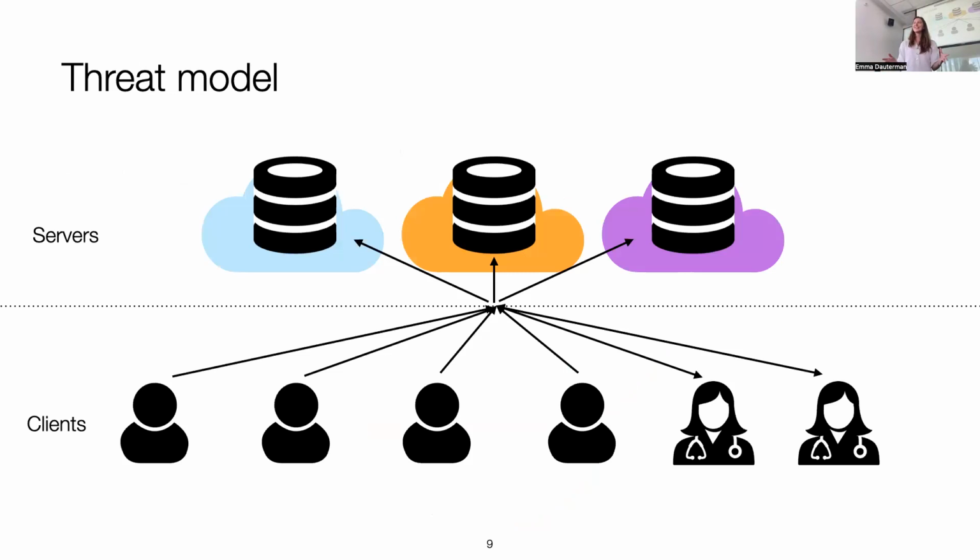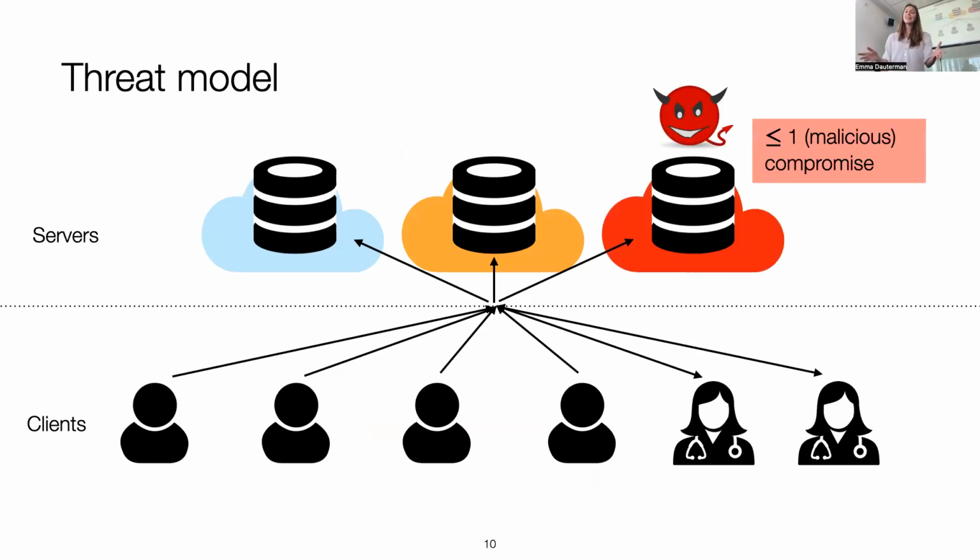Okay, so we're going to consider the following threat model. We're going to assume three servers, and these servers are going to be deployed in different trust domains. And then we're going to have a bunch of clients interacting with these servers. If we're considering the remote patient monitoring setting, some of these might be patients that are uploading their data, and others might be doctors that are querying the data.